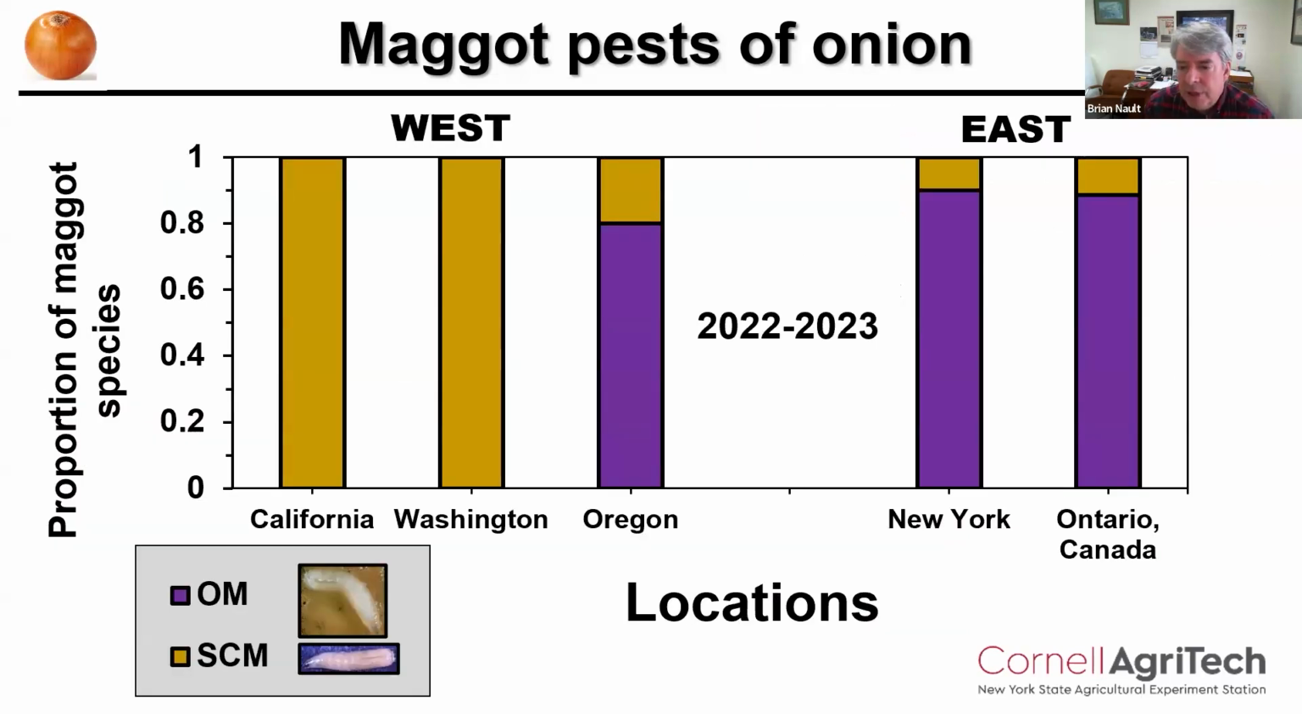Over the past few years, we've been asking some of our collaborators from other states to send us maggots from infested onion plants that were grown from seed to see what their main species were. And again, these are very localized areas. So even though it says California, Washington, Oregon, it's just very specific regions. But in Northern California and Eastern Washington, the only maggots that we detected in their onions are seed corn maggot. Whereas in Oregon, New York, and Ontario, Canada, we found a majority of the maggots as onion maggots.